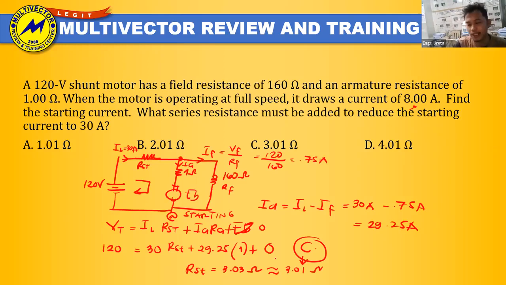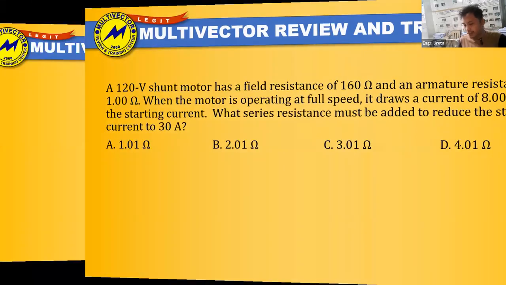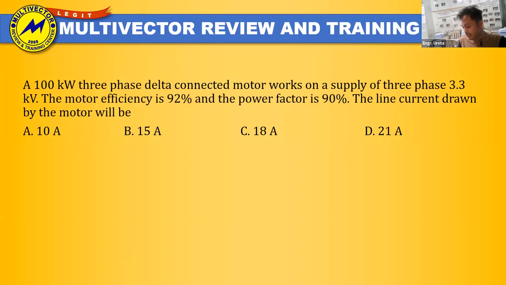Okay, so next problem is 98. Okay, so problem number 98. Sabi, a 100 kilowatt, 3-phase delta connected motor works on a supply of 3.3 kilovolt. Okay, so the motor efficiency is 92% and the power factor is 0.9. The line current drawn by the motor is blank. Okay, the line current dito pa rin manggagaling.